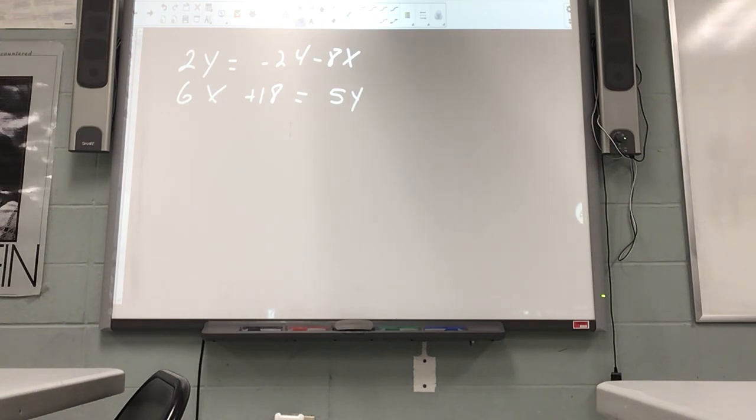I would personally do it. Okay, so I need to move over stuff. So I would have 8x plus 2y equals negative 24. And then I would have 6x minus 5y equals 18. So I've got them lined up now, but I still don't have a variable that's the same. So which variable do you want to eliminate? I just put it in standard form.